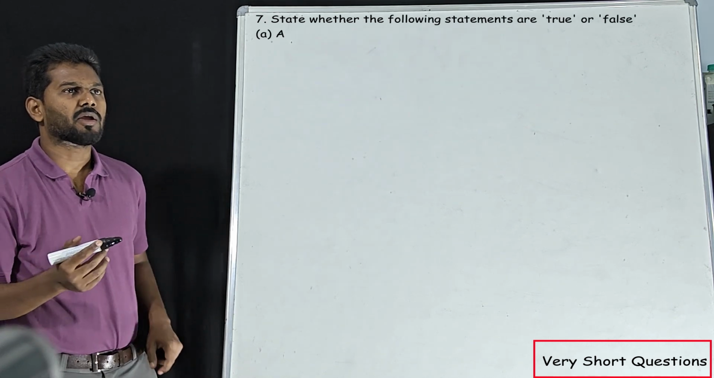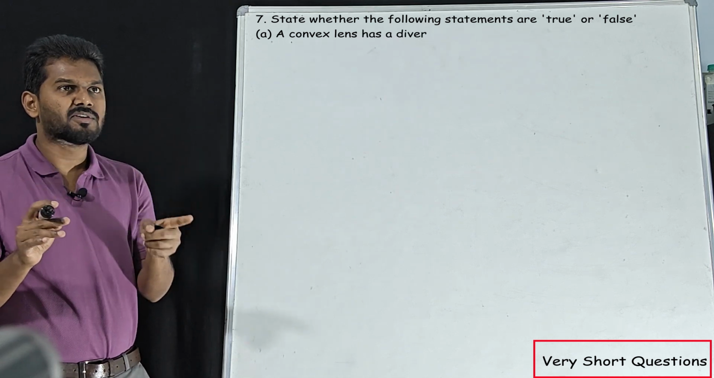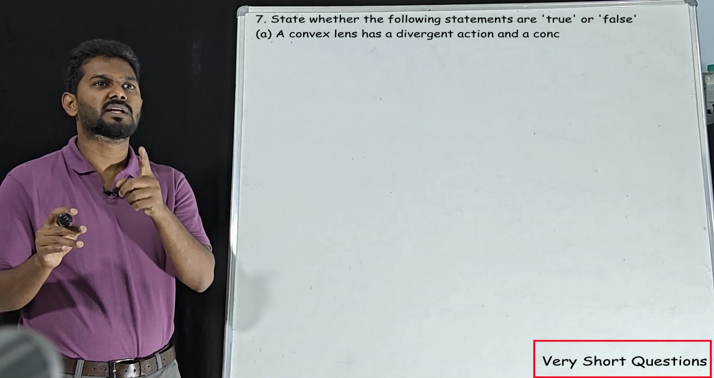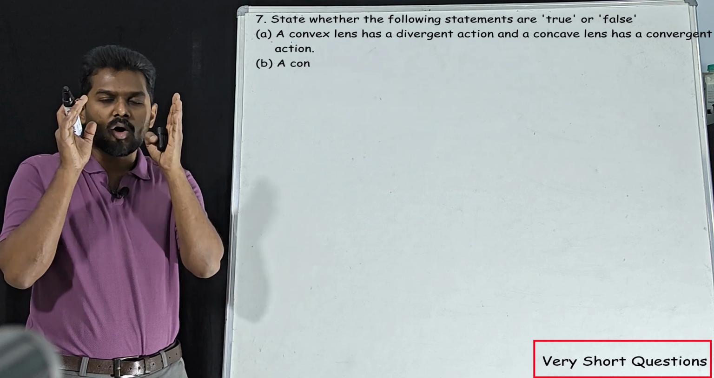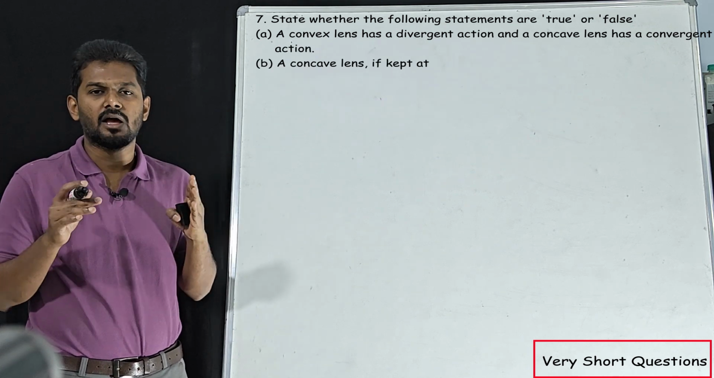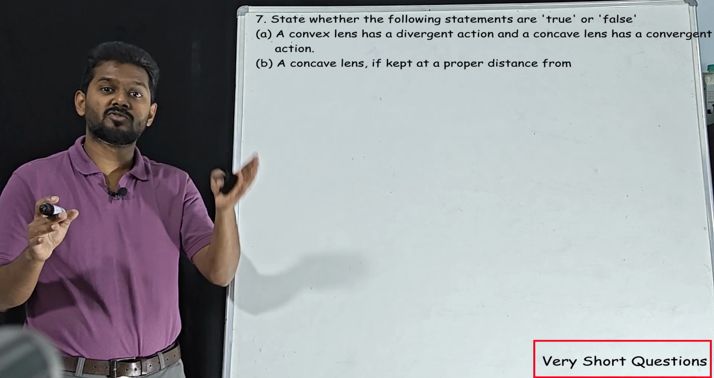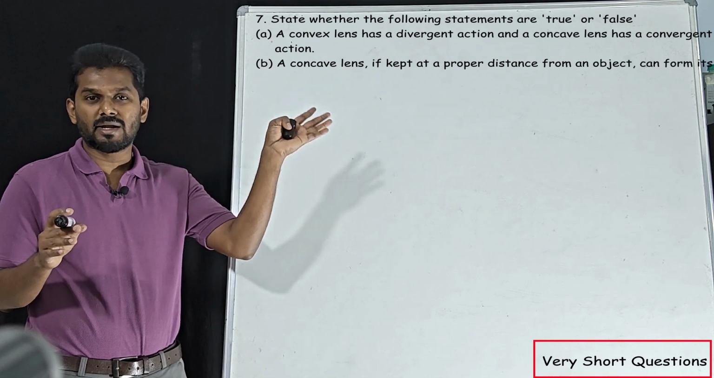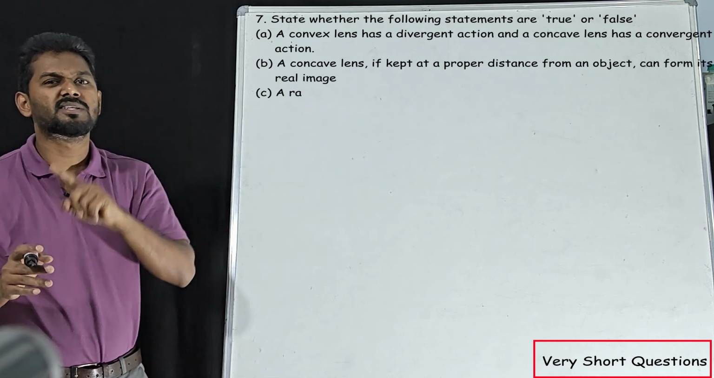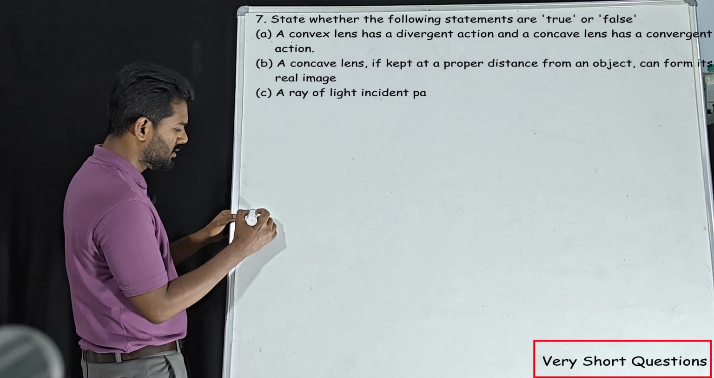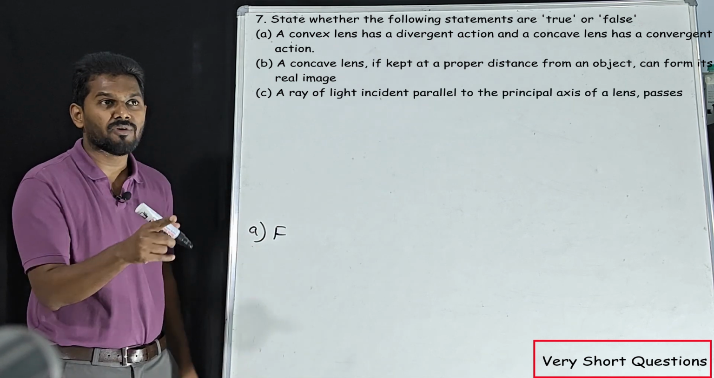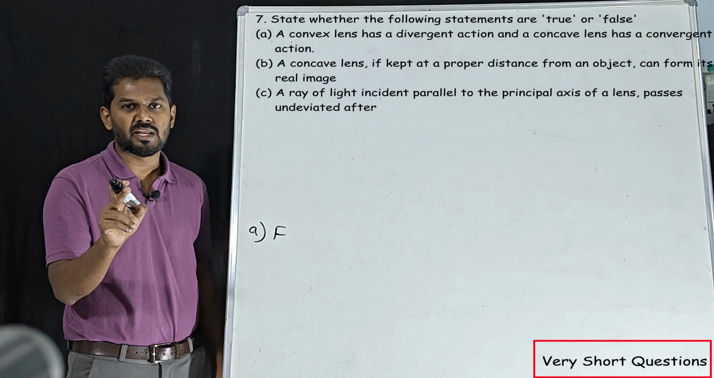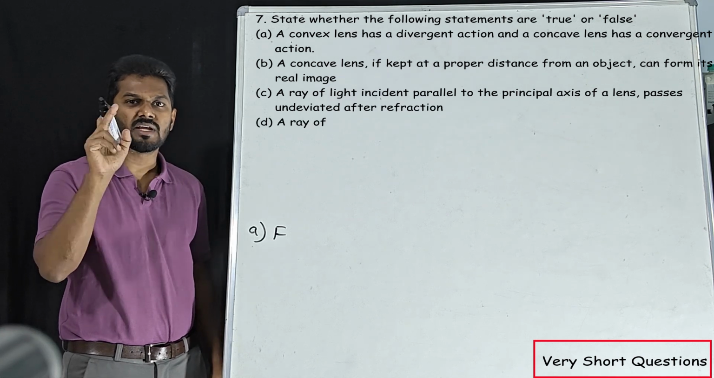A convex lens has a diverging action and concave lens has a convergent action. See, convex means it is converging. This is what we are learning from part A of this chapter, correct? So this is completely wrong. A is false. Why? Because convex is always converging in nature, concave is always diverging.